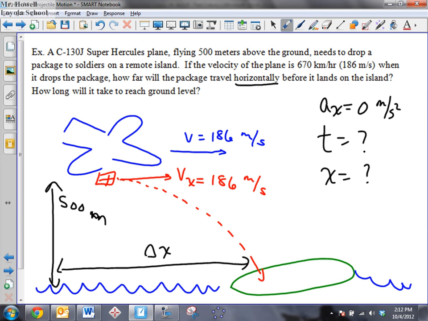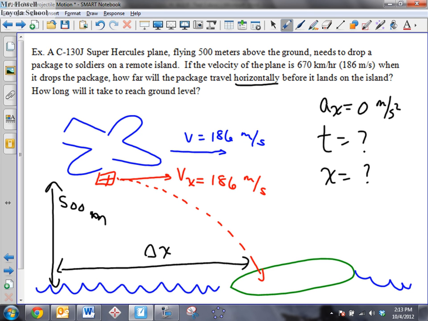Why do I care about that distance, realistically? Forget math and physics. Think about this problem, really. Why would the pilot care about what this distance is? So it's not too far out of reach of the source. Yeah. If he drops it too early, what's going to happen? The package is going to land in the water. If he drops it too late, it's going to land in the water.